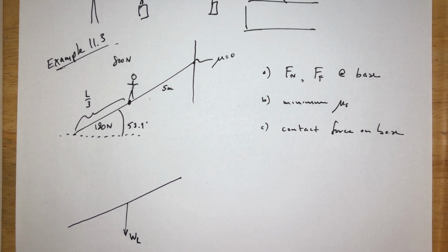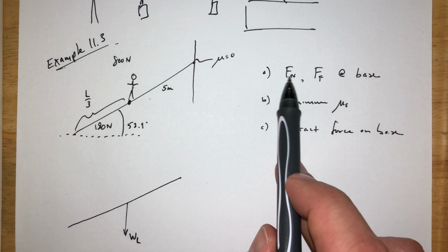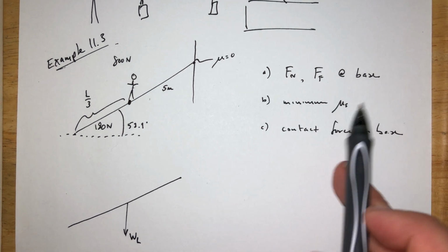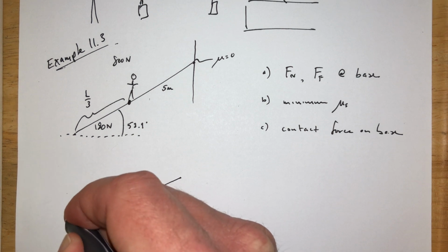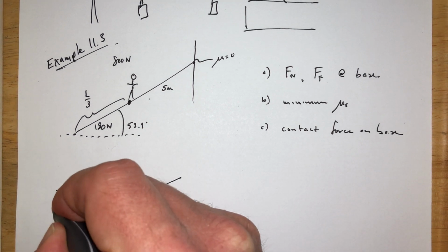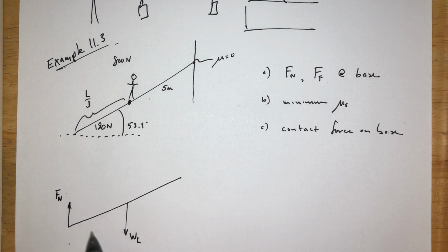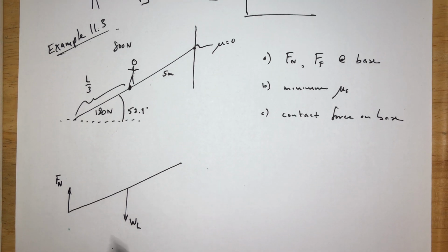W ladder. What else have we got? Well, part A asked us for the normal force and the friction force at the base. So I guess we know that there are those two things. Here's normal force, perpendicular to the ground, and the friction force. And I guess we have a choice whether it's to the left or the right.